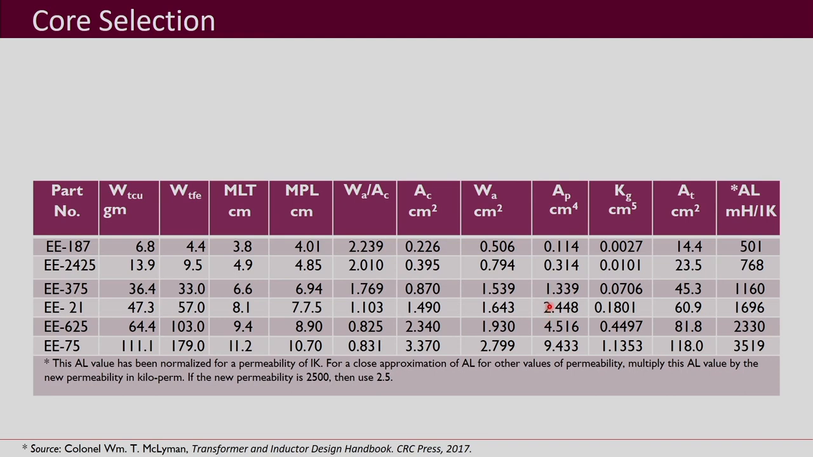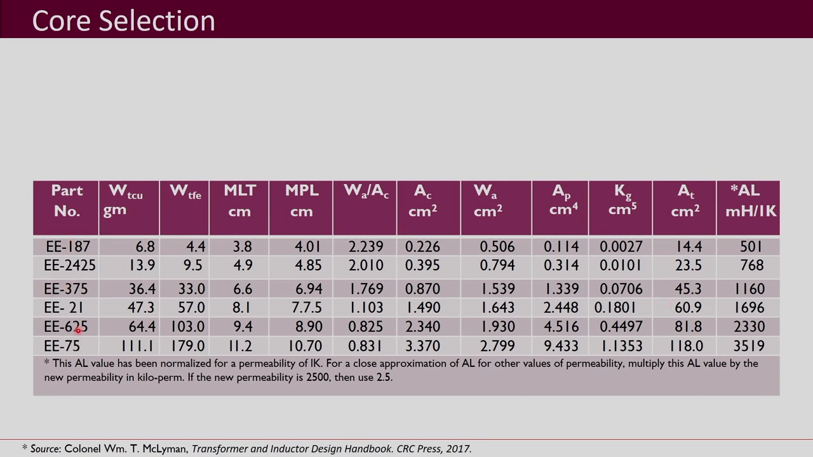So, that is the next step, that is your core selection. Once you select the core based on your AP, your area product, you will be obtaining different values, like the mean length turn for that core, your magnetic path length, your window area WA, the cross sectional area of the core AC, and then the surface area AT, and several other values will be provided by the data sheet.